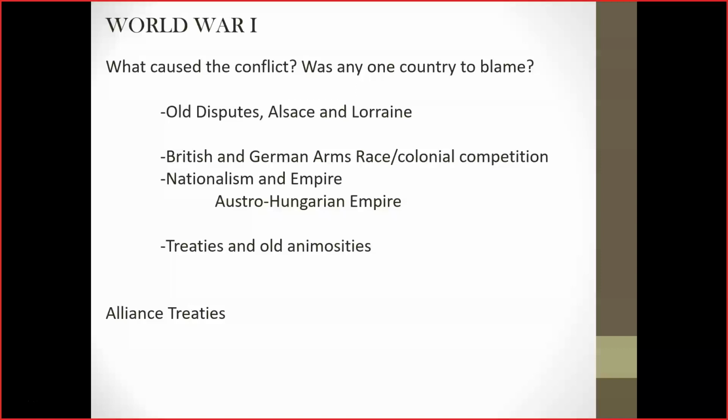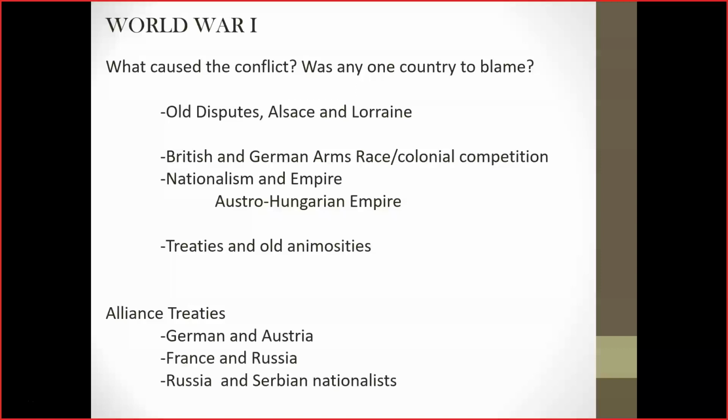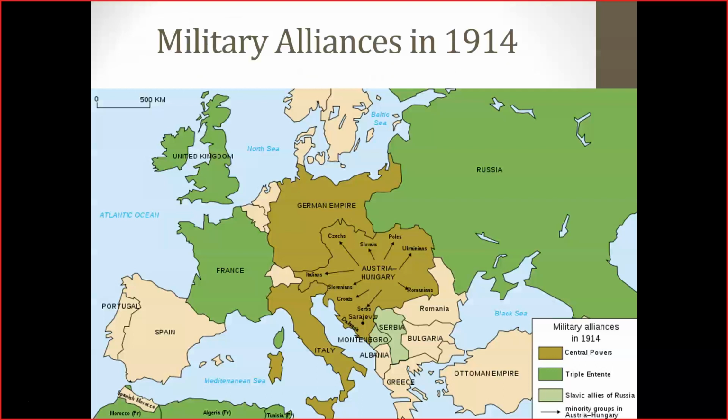This creates a Europe that is really divided into a series of different alliances. Germany was aligned with Austria. France was aligned with Russia. And Russia was aligned with Serbian nationalists. And these are the nationalists who are seeking to create an independent state out of Austria-Hungary. Here you see a map depicting these alliances and Europe in 1914.